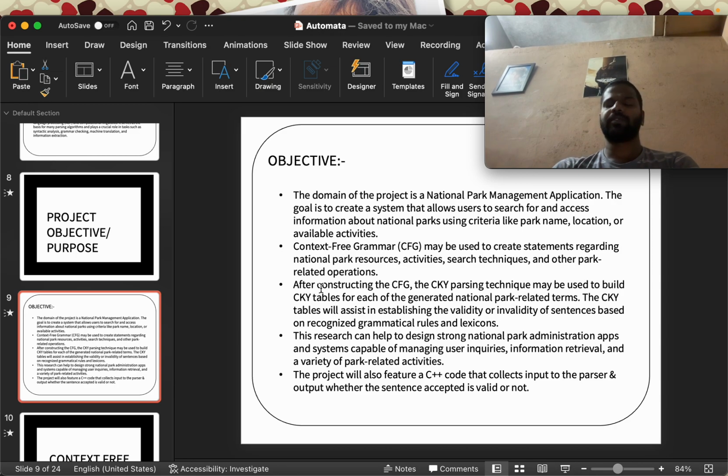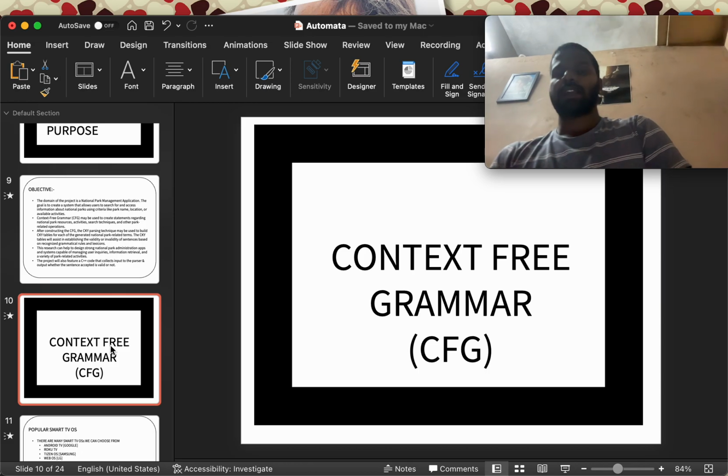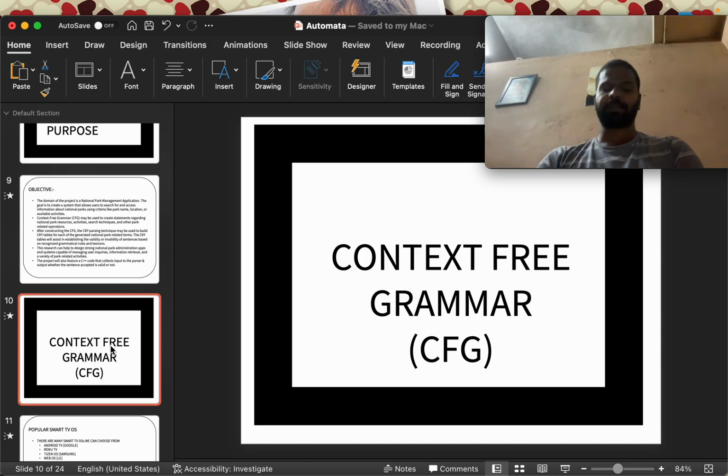The project will also feature C++ code that collects input to the parser and outputs whether the accepted sentence is valid or not. The next topic is context-free grammar, CFG.